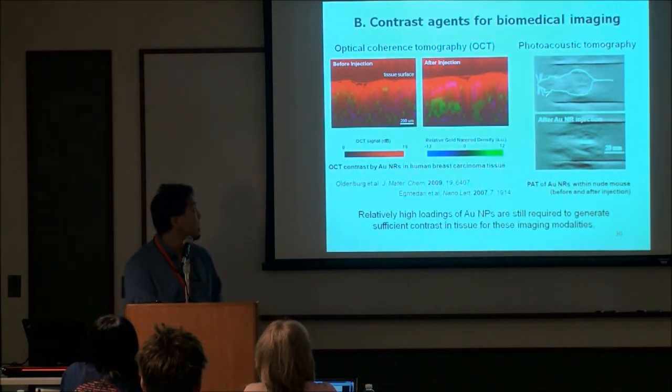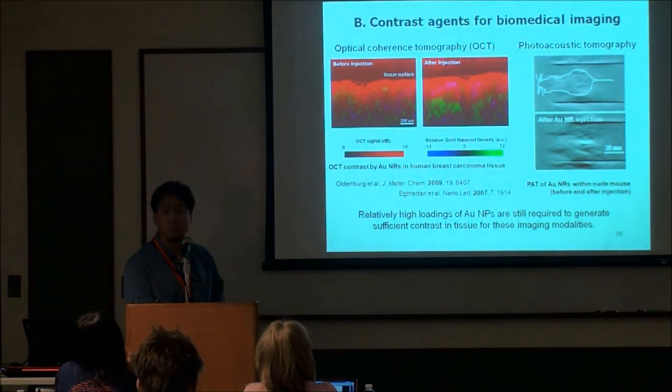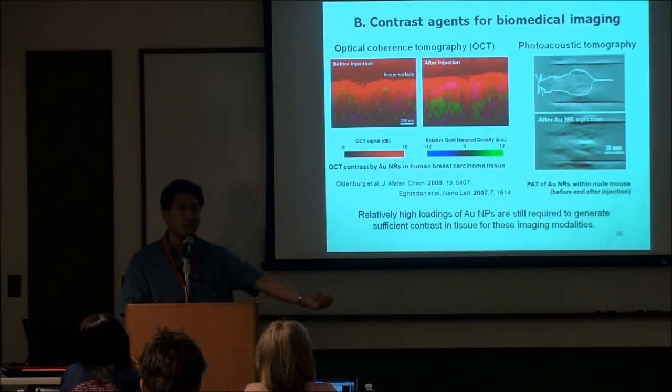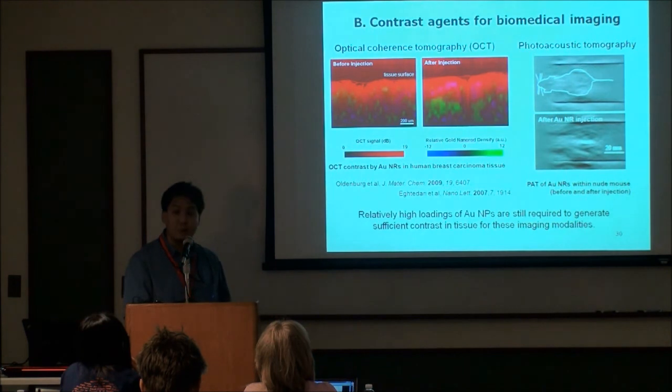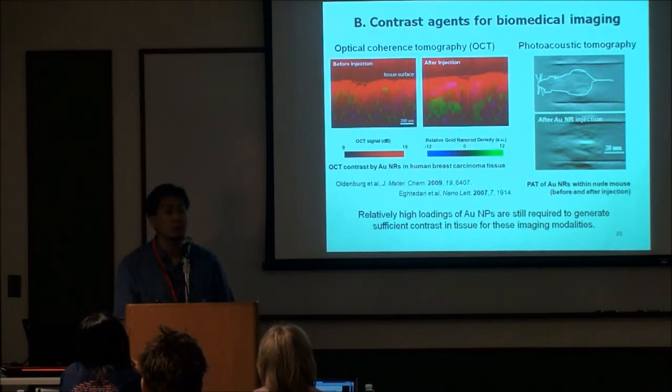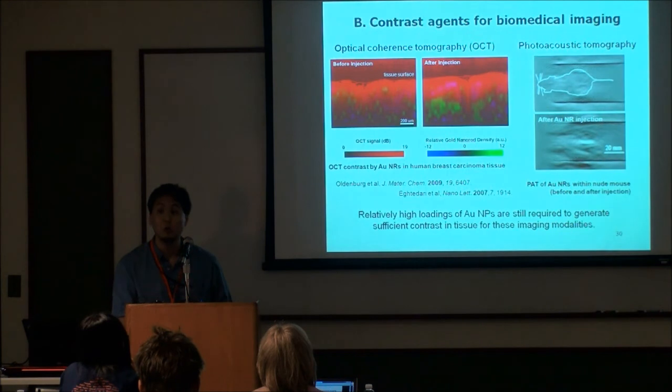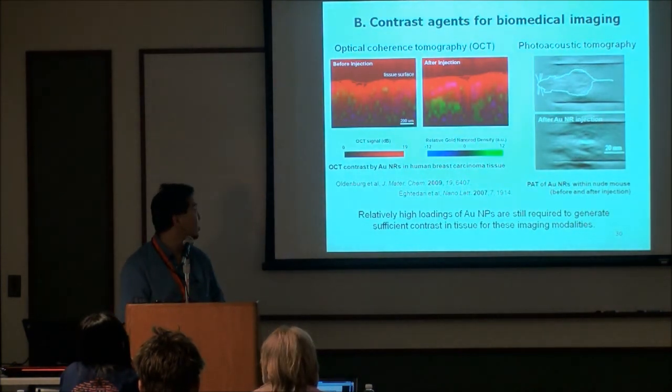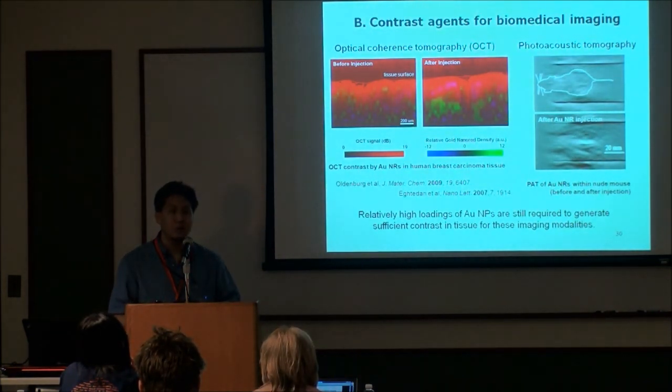Here's another example involving photoacoustic tomography, right? So this is light going in, sound waves coming out. Okay, it's very powerful technology. They use gold nanorods injected into a mouse whose contours are just shown here. There's the signal, but again, it's a very high loading of gold nanorods that are required in order to get significant contrast.